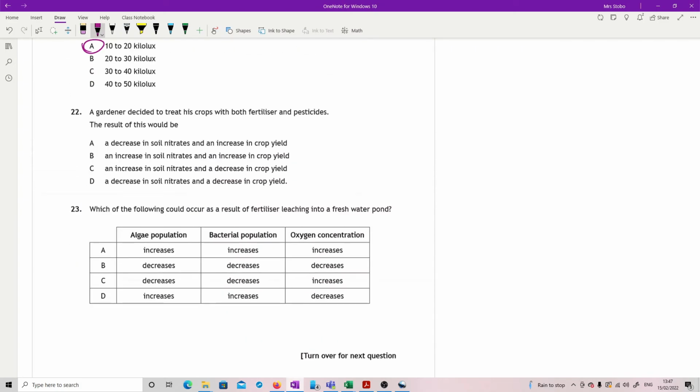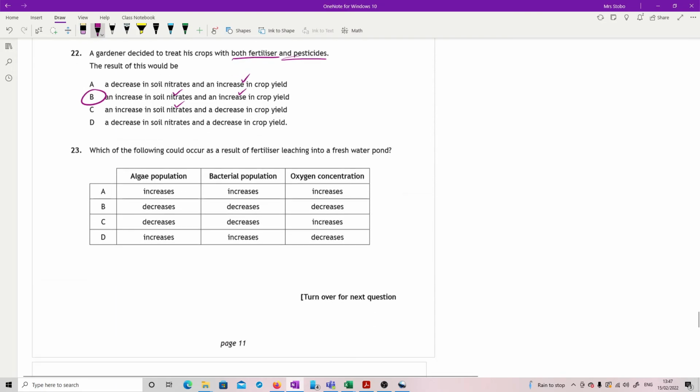22. A gardener decided to treat his crops with both fertilisers and pesticides. A result of this would be, right, fertiliser is going to increase your soil nitrates, so increase, not decrease. And pesticides should get rid of things that are feeding on the crop, so that should increase my crop yield. So correct answer is B.